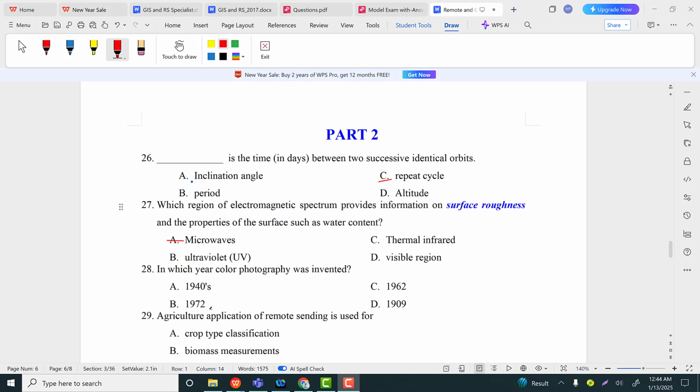So the period of the discovery of color photography was the early 20th century. So the answer is 1909.